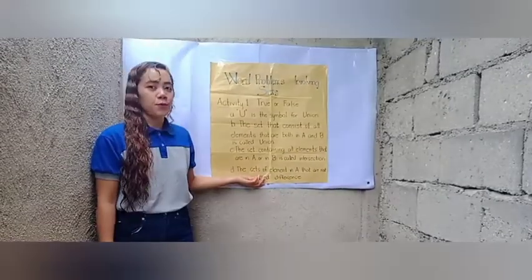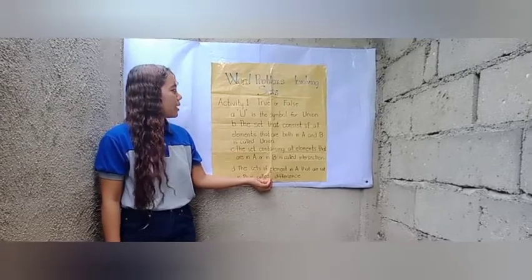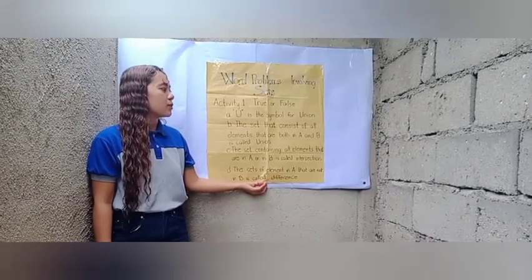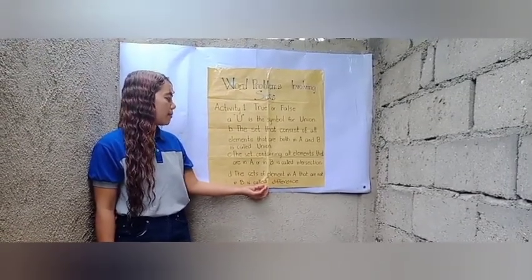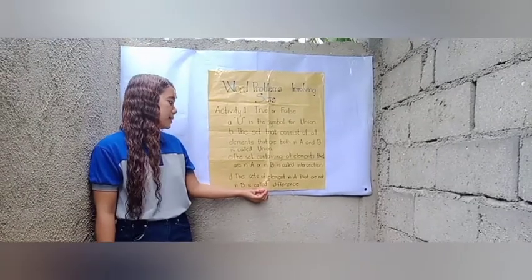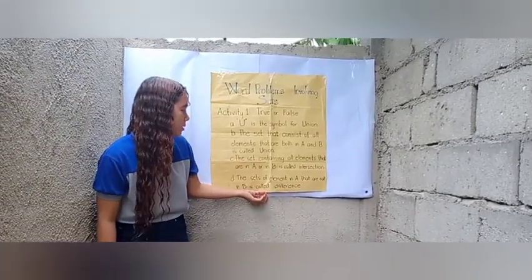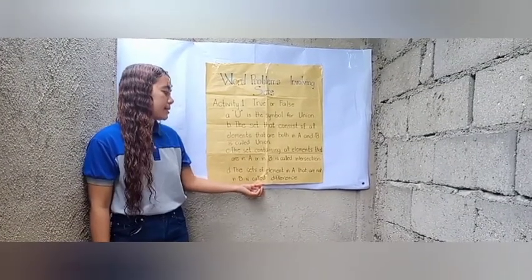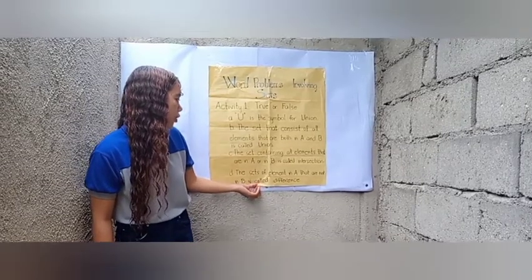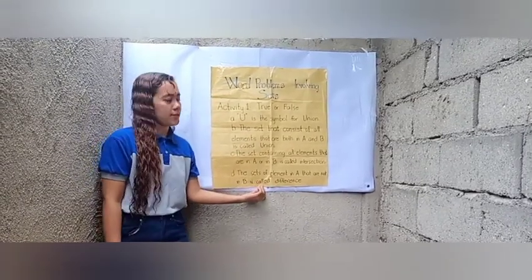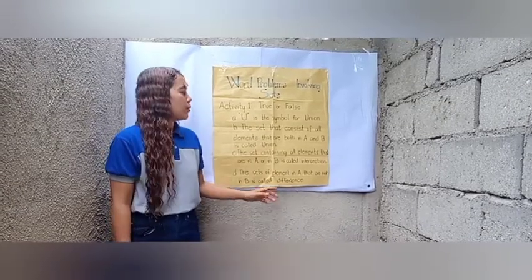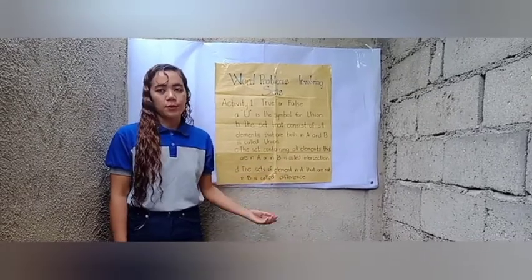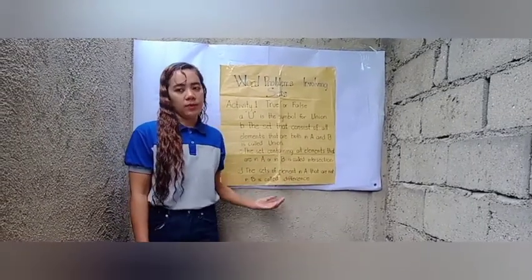Activity 1, true or false? A. U is the symbol for union. B. The set that consists of all elements that are both in A and B is called union. C. The set containing all elements that are in A or in B is called intersection. D. The set of all elements in A that are not in B is called difference. So what you're going to do is, you are going to conclude if the statement is true or false. So, I will give you 5 minutes to answer this activity 1.